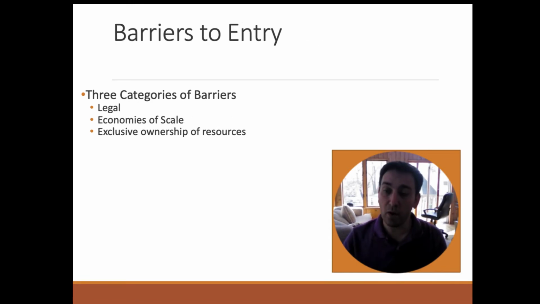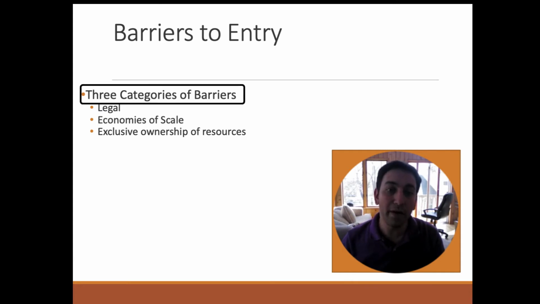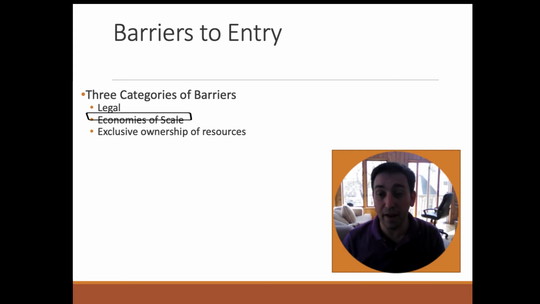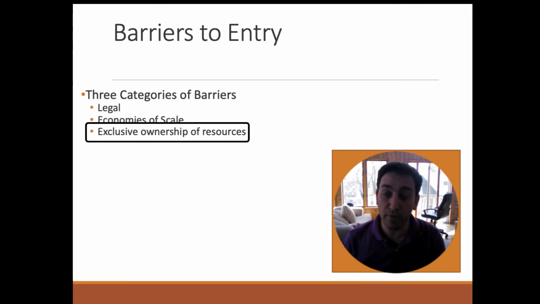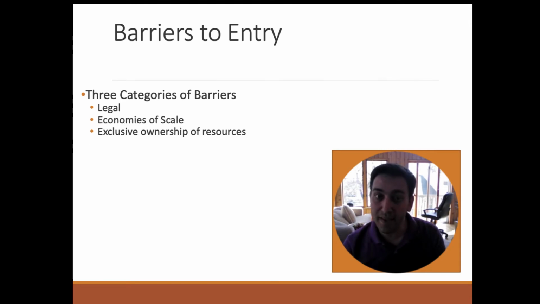If we're going to be talking about a monopoly, the logical place to start is why is there only one seller? Why don't other people enter? So let's just get to the barriers to entry right away. There are 3 different types of barriers: legal barriers, economies of scale, and exclusive ownership of resources. Within those categories, we're going to explain some examples of what they mean.